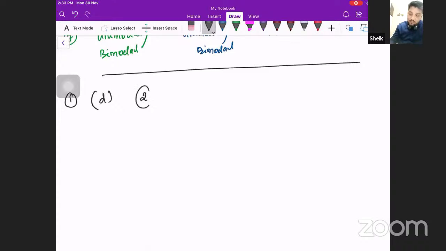Now, second question. The maximum value of the variance of a binomial distribution. I think this is also given to you. What is the maximum value of the variance? It is nothing but n by 4. So that is option B. The second one is option B.